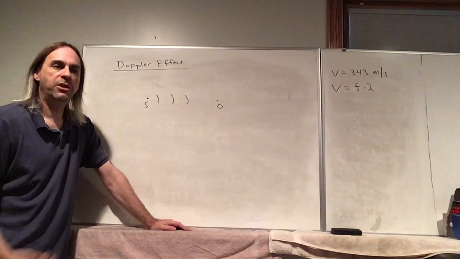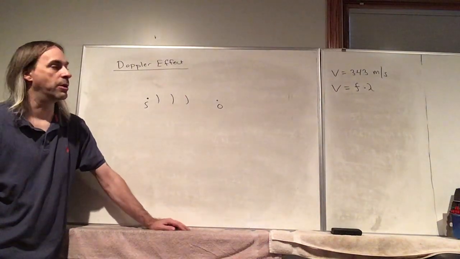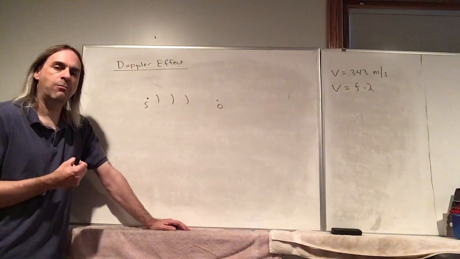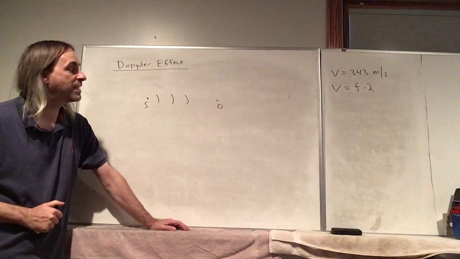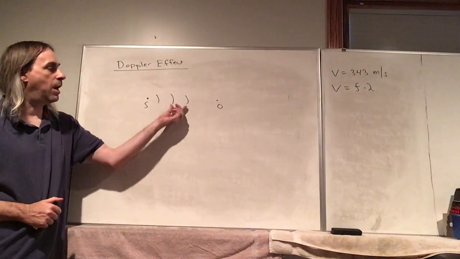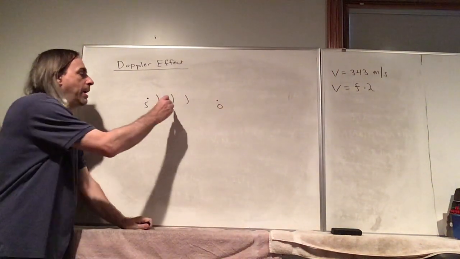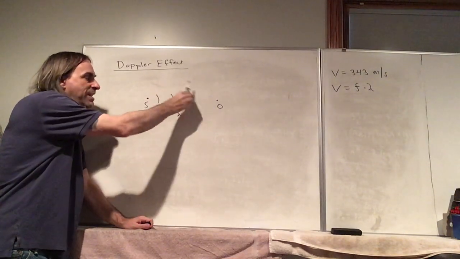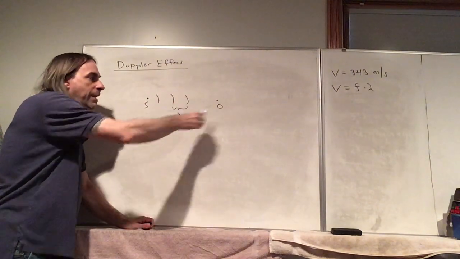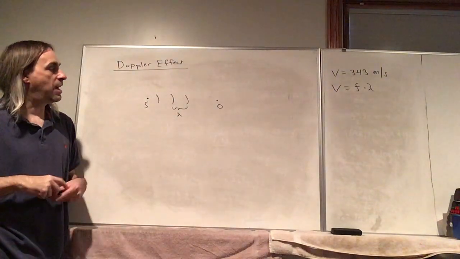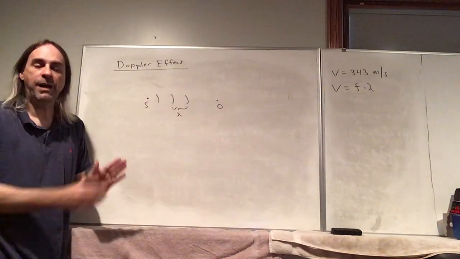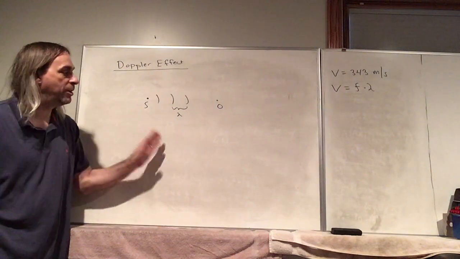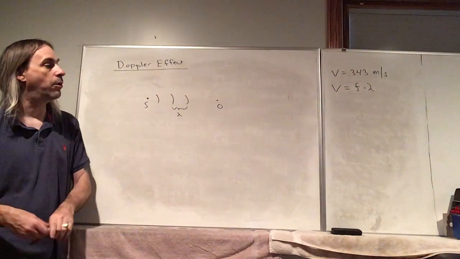Imagine you're the observer. You want to know the frequency of the sound that you're observing. How would you determine that? Remember, frequency is the number of cycles per second. If these are wavefronts, they're separated by a wavelength. One cycle is just one wavefront passing you, and then the next one. That interval between the two passages would complete a cycle.